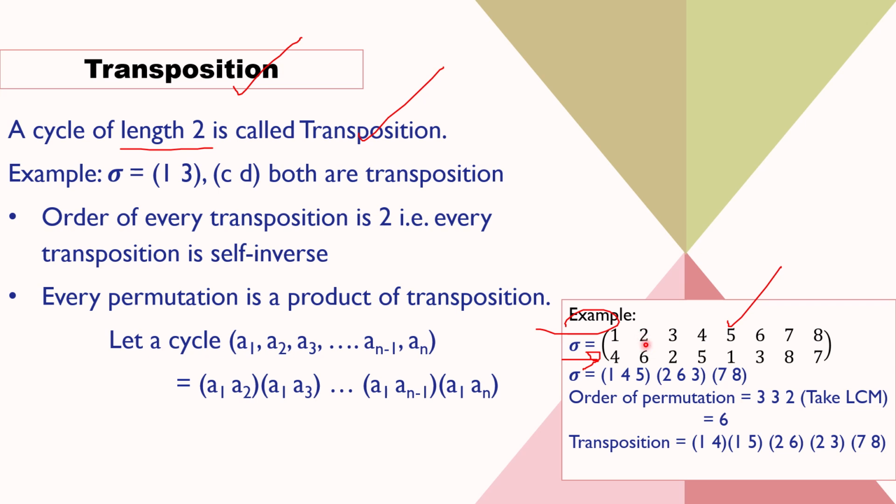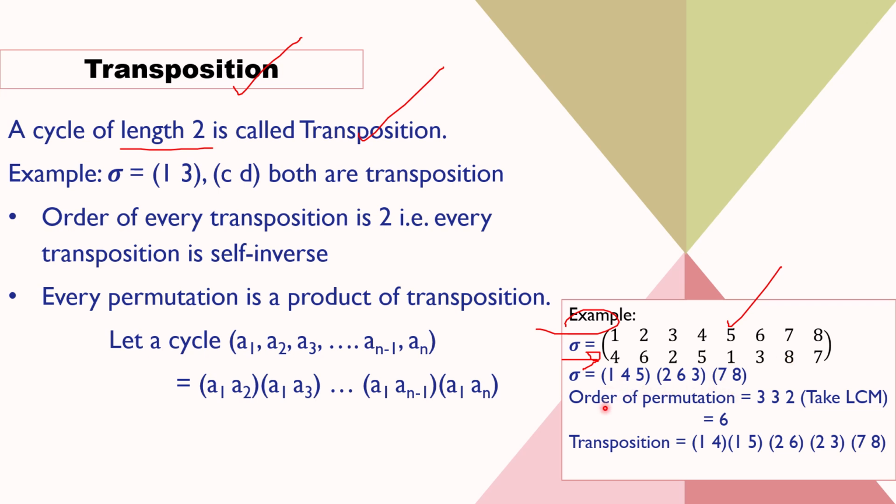Then you go to the next number 2. So 2 goes to 6, you write 2 6. Then 6 goes to 3, you write 3. And then 3 goes to 2, so the cycle closes. Therefore, that's how you write the next cycle. Next, all these numbers are done. So now you come to 7. 7 goes to 8, and 8 goes to 7. So that's 7 8. So what did we get? We get 3 cycles. Okay.